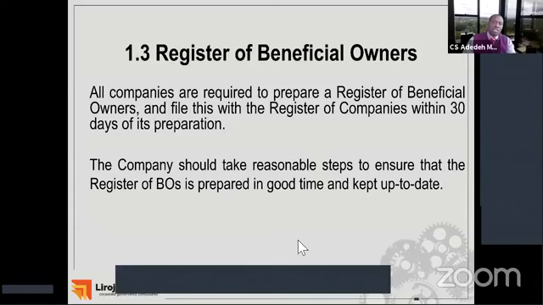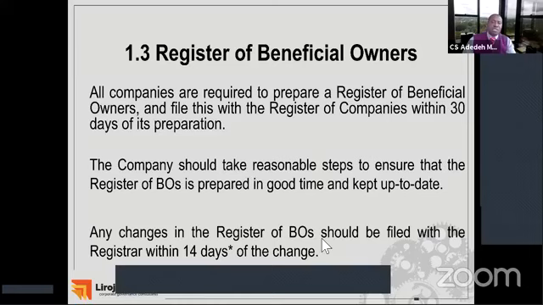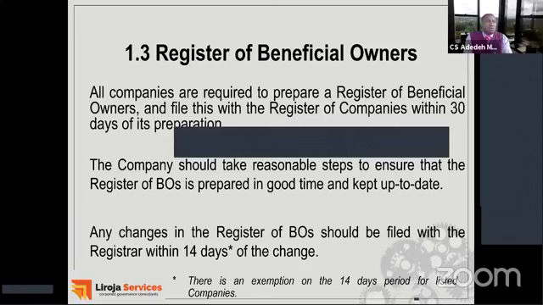Any changes in the register of beneficial owners should be filed with the registrar of companies within 14 days of that change happening. Now, there is an exemption on the 14 days period for listed companies. So when you read Section 93A, it exempts public companies from making the change in beneficial owners within 14 days.